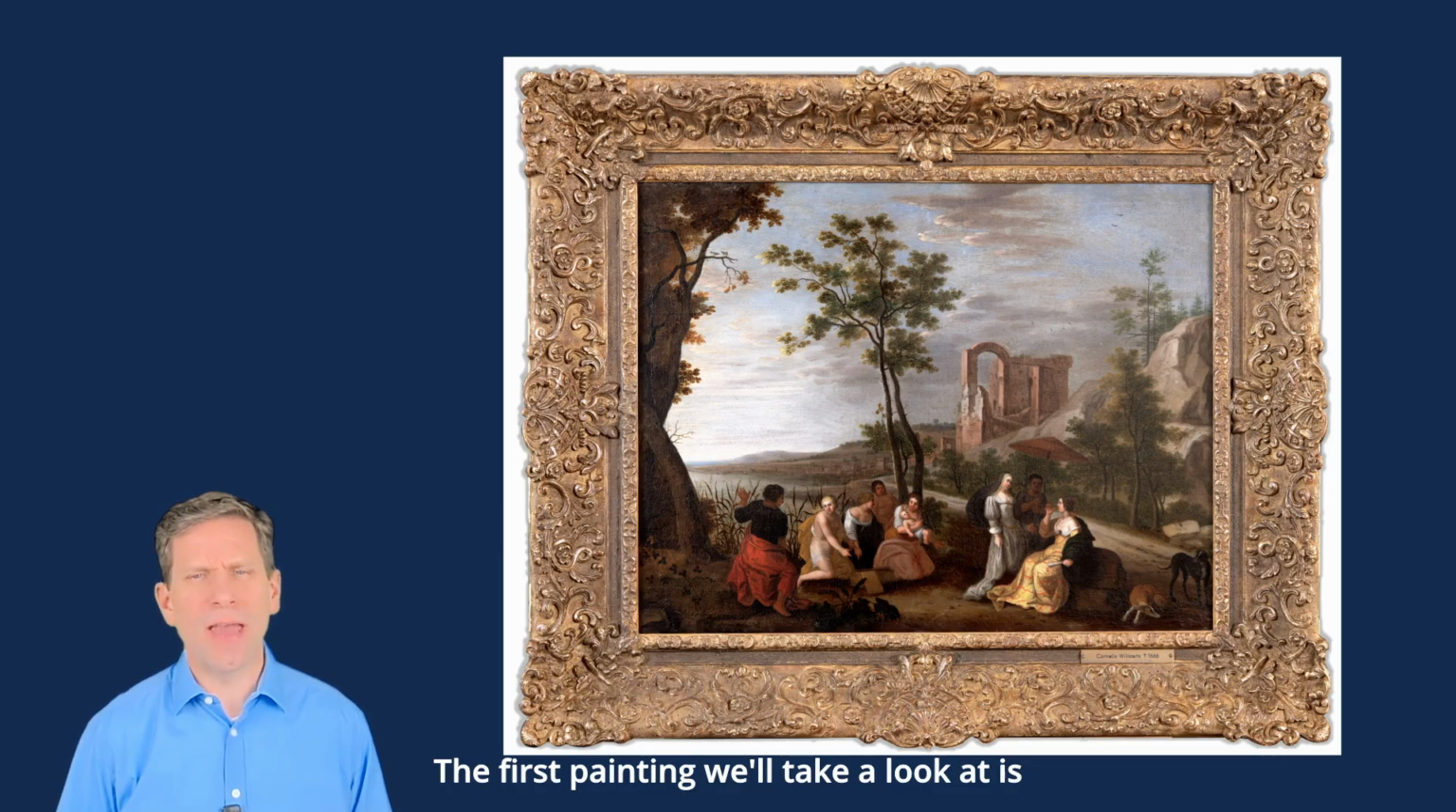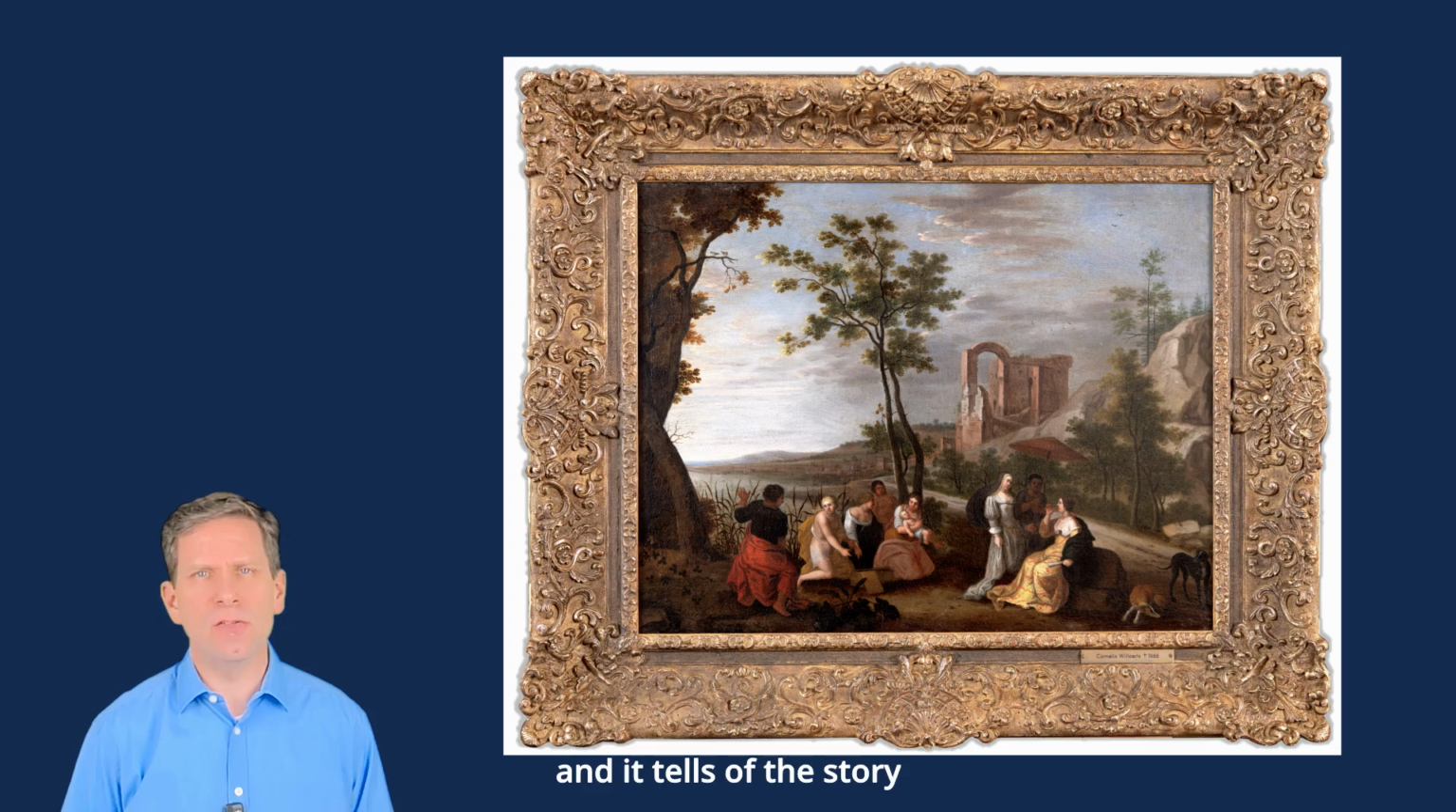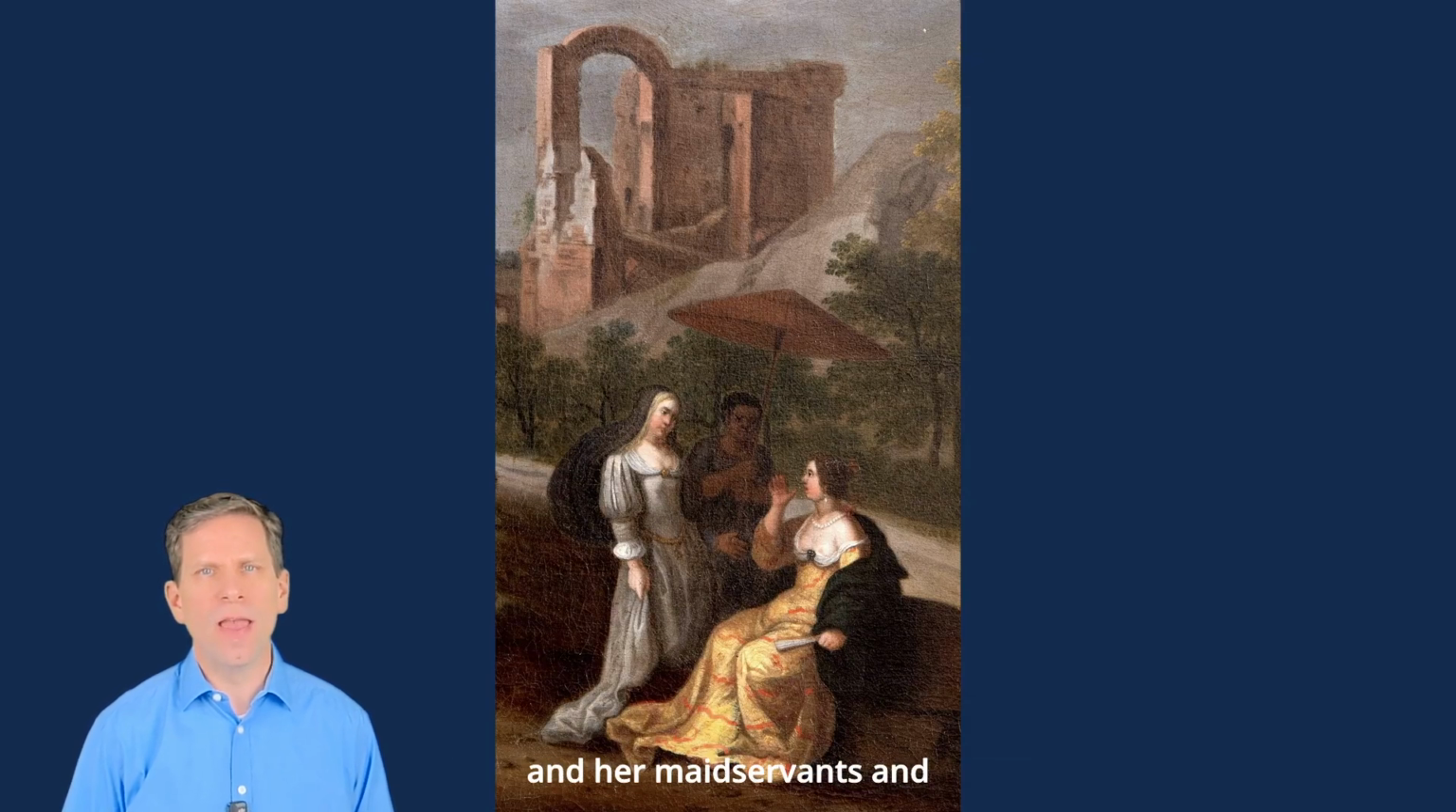First painting we'll take a look at is from the Old Testament, and it tells of the story of the finding of Moses, where Moses was rescued from the banks of the Nile by Pharaoh's daughter. The interesting symbol here appears to the right of the painting above Pharaoh's daughter and her maidservants. And it's clearly an Egyptian ruin.